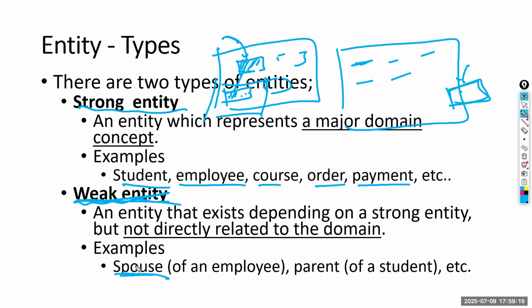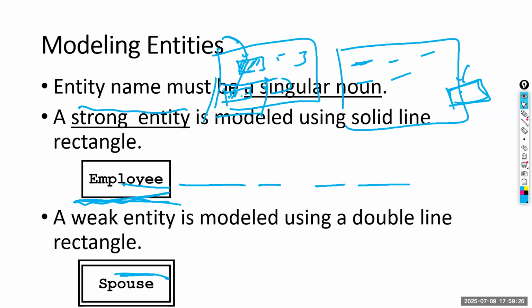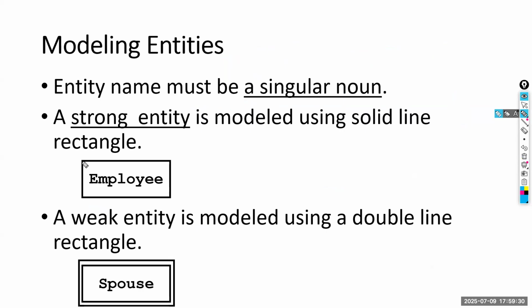Is it clear? Right. So the normal entities or strong entities are represented using a single line rectangle. Weak entities are represented as double line rectangles, like spouse, parent, and so on.